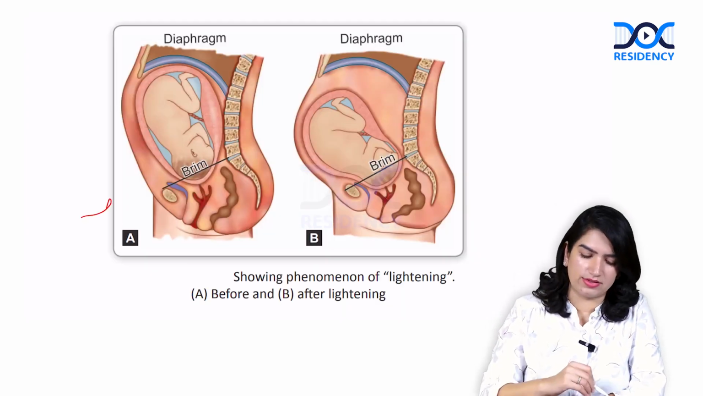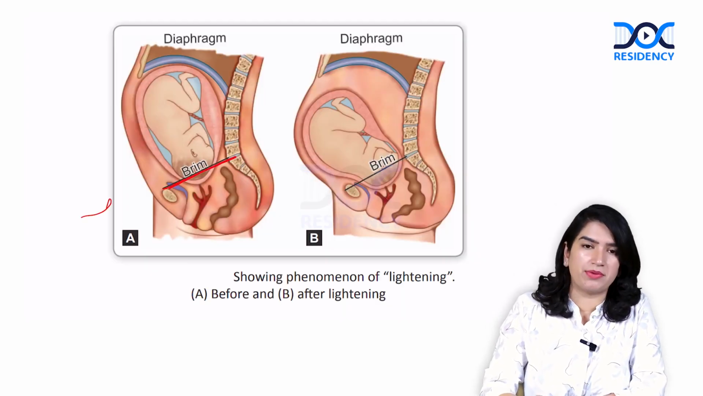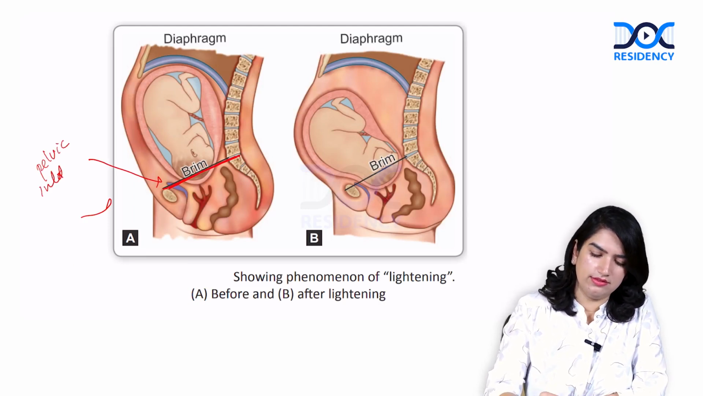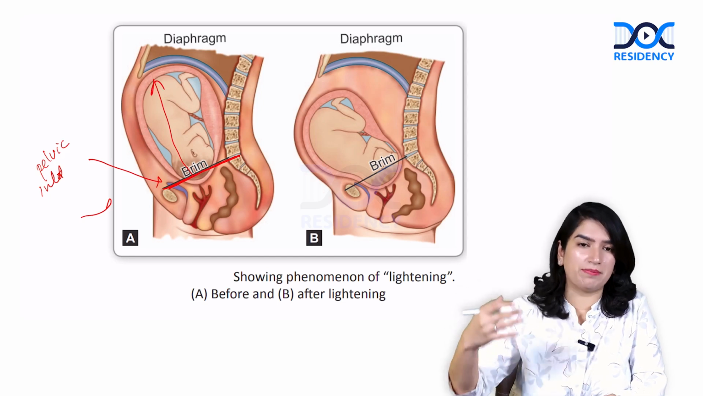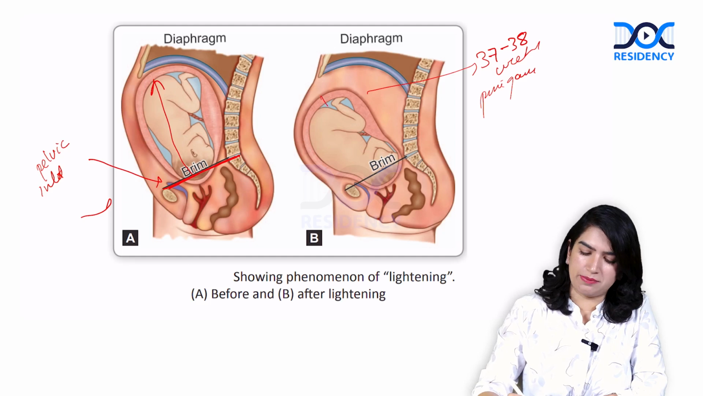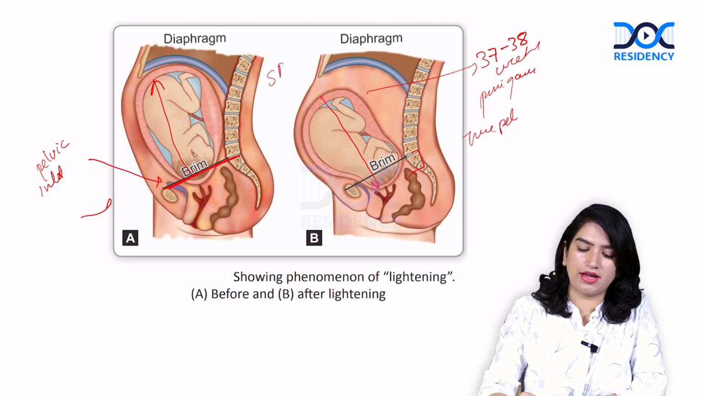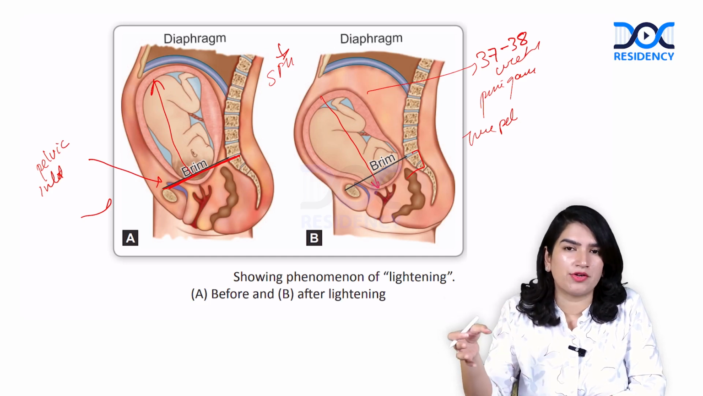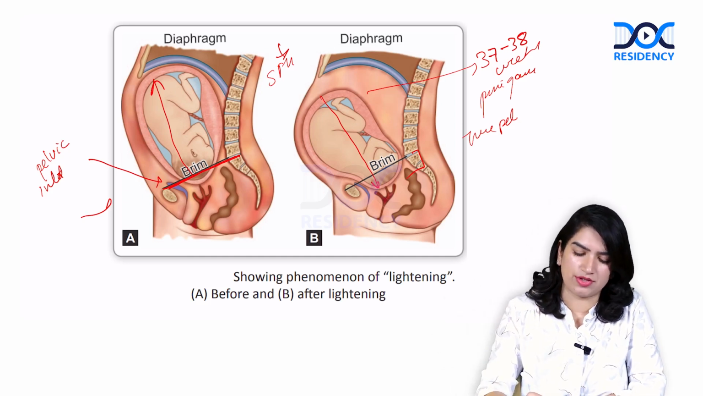So, this is how lightening looks like. This is the pelvic brim or the pelvic inlet. The baby is right above the pelvic brim and close to 37 to 38 weeks of gestation in a primigravida woman. The presenting part sinks down into the true pelvis, and there is a concomitant reduction in the symphysiofundal height. Also, the respiratory discomfort because of pushing of the diaphragm is reduced.